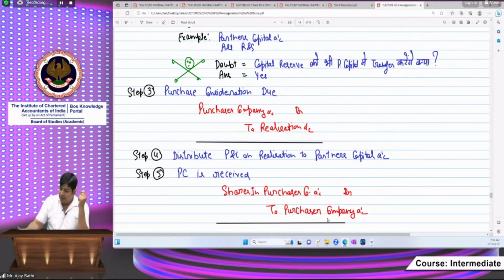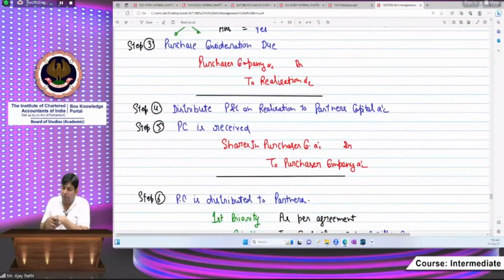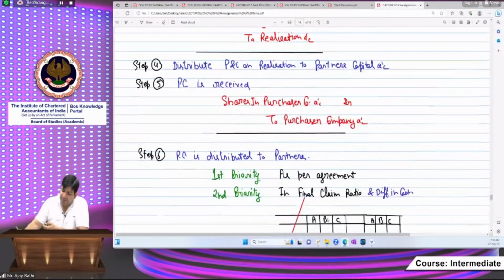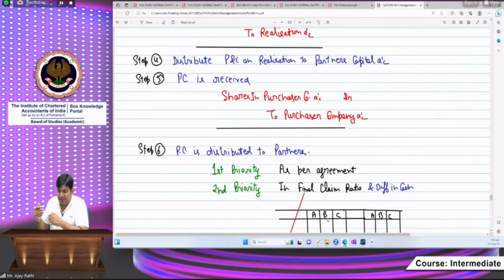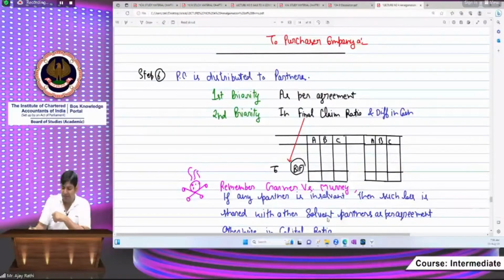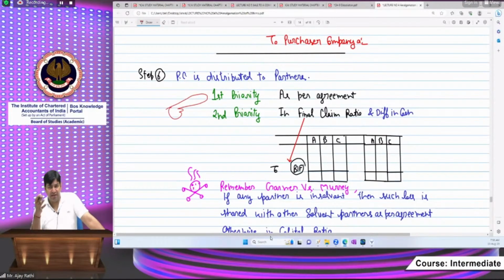Okay, beta. Now after that, there will be some profit or loss on realization that has to be distributed to the partners' capital accounts, and after that the PC is received from the purchasing company, and then the PC is distributed to the partners. This is the main thing you have to take care of. Either the question will tell us that as per the agreement, equity shares and debentures are received from the new company, and those are distributed in that ratio.